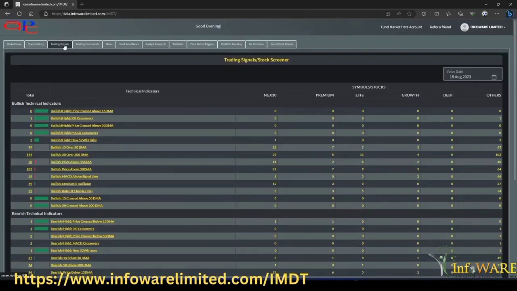One of my favorite, actually, yes. So my first or second favorite portion of this tool for trading. So these are trading signals page screen, and it's a stock screener and trading signal screen.